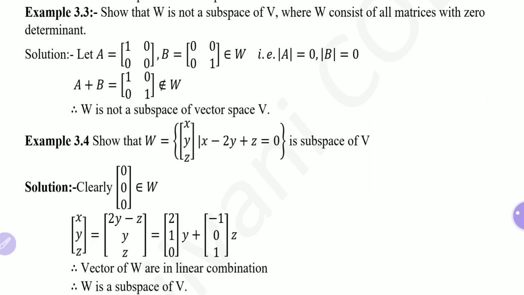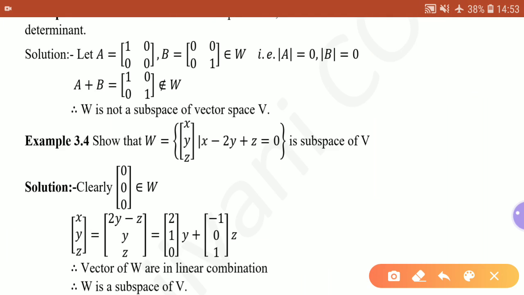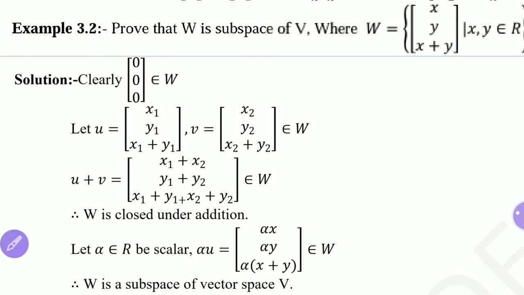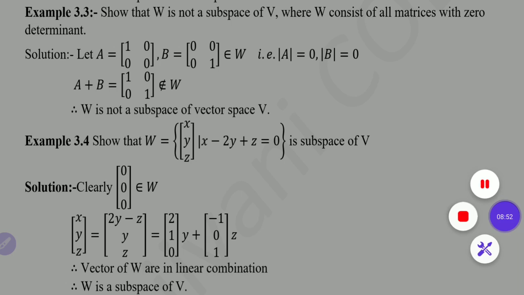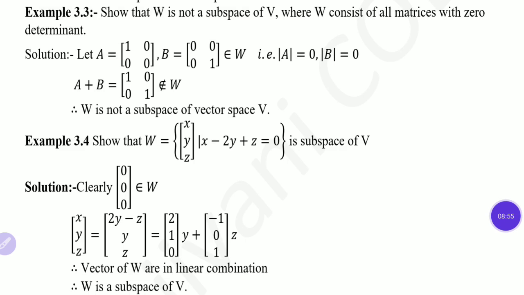Now let us see another example. Example number 3: show that W is not a subspace of V. Here we need to show that it is not a subspace of V, where W consists of all matrices with 0 determinant. So W is the set of all matrices with determinant 0. We need to prove that W is not a subspace.